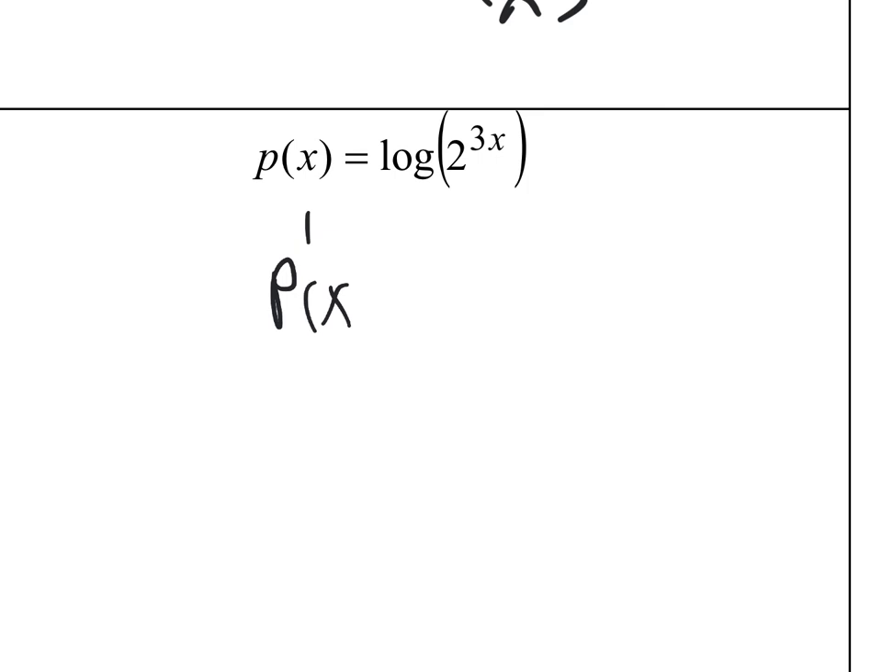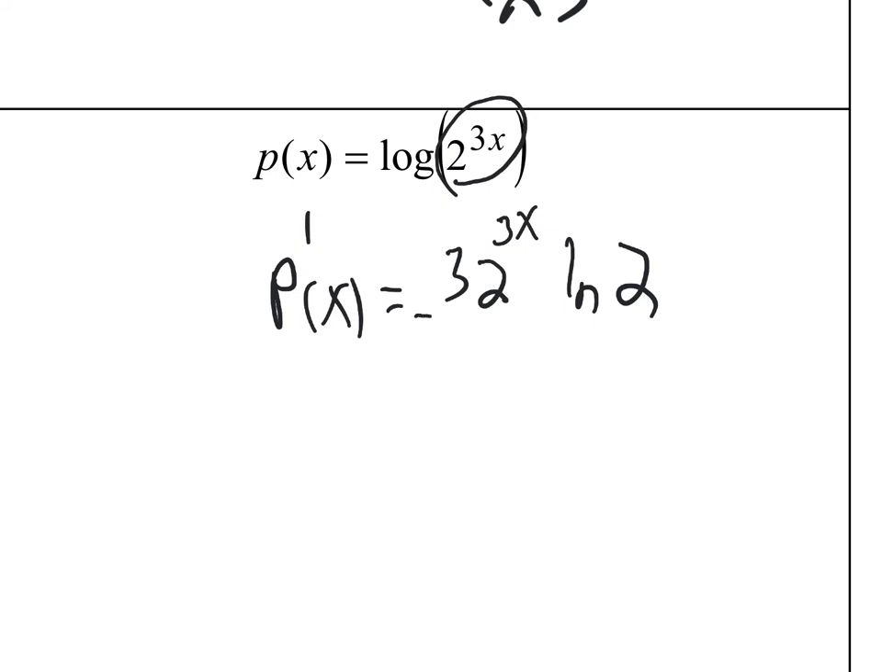P prime of x is the derivative of 2 to the 3x. Oh, they're going to give us both exponential non-base e and log non-base e. Isn't that creative? The derivative of 2 to the 3x is 2 to the 3x times the derivative of 3x, which is 3, times the natural log of 2. Isn't that clever? Over itself, 2 to the 3x times the natural log of the base of this log. And the base of that log, I think, is 10.